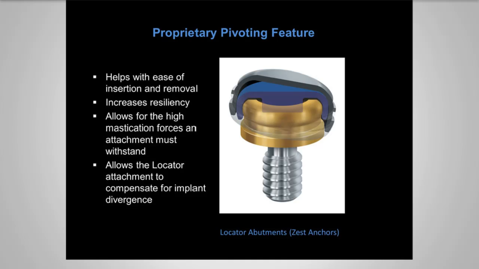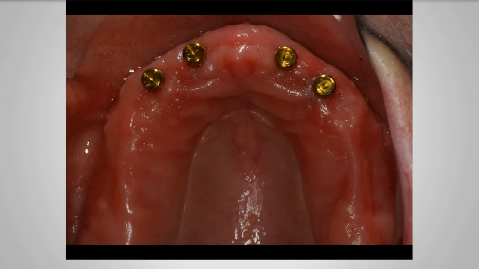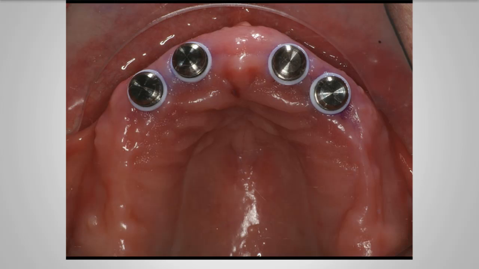Most importantly, this system is self-aligning. It helps patients correctly seat their overdenture into place, and also it helps eliminate the wear and destruction of the attachment components from improper seating. So it's self-aligning, which is nice. Most importantly, it does have a proprietary pivoting feature. There are several different systems out there. I have found that the Zest locator is the true locator and the true overdenture attachment that really allows for high mastication forces and to compensate for implant divergence, as you saw in the previous case.